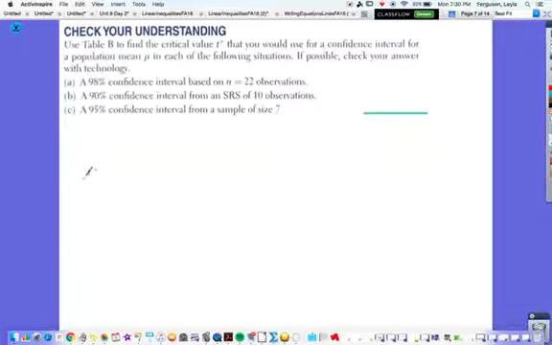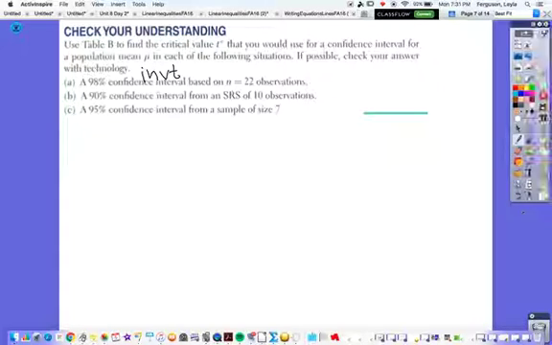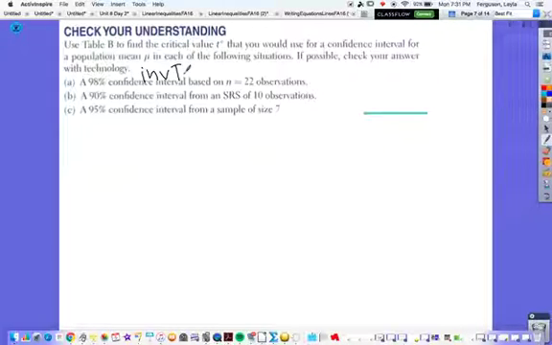Alright, so our goal is to find the critical value t star. Now, whenever you are finding a t star, you can do that on the calculator by using the inverse t. Actually, I think it's a capital T. So the inverse t on your calculator.